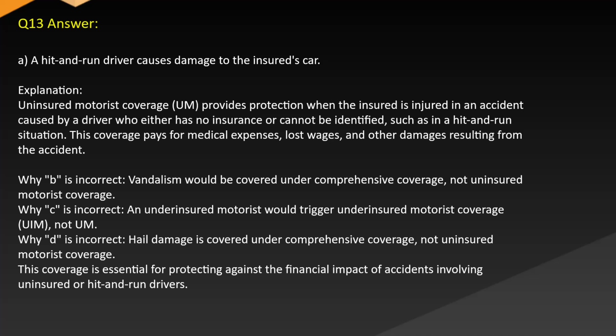Why B is incorrect. Vandalism would be covered under comprehensive coverage, not uninsured motorist coverage. Why C is incorrect. An underinsured motorist would trigger underinsured motorist coverage, UIM, not UM. Why D is incorrect. Hail damage is covered under comprehensive coverage, not uninsured motorist coverage. This coverage is essential for protecting against the financial impact of accidents involving uninsured or hit-and-run drivers.